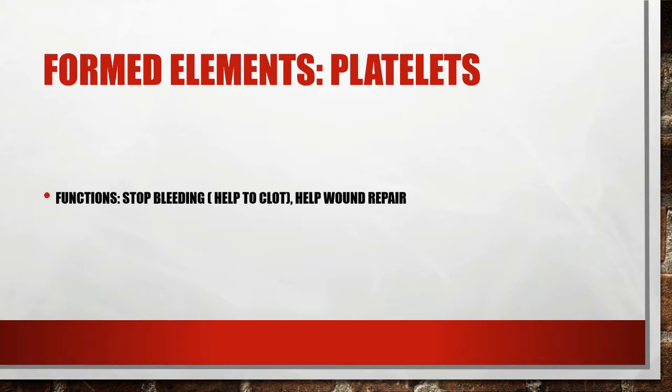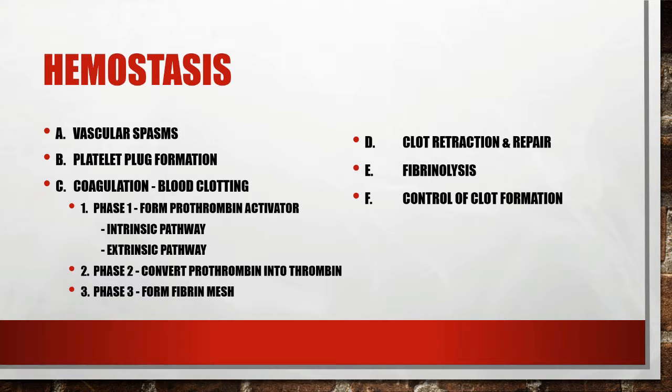The next formed element is the platelets. There are thousands and thousands of platelets in the body, and their main function is just to stop bleeding. That's to clot your holes, to clot up anywhere that is being torn. Hemostasis is the process of clogging up holes in your blood vessels. The events of hemostasis: first is vascular spasms, which shrink the blood vessel.